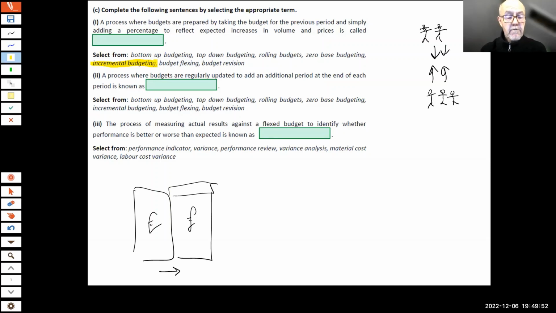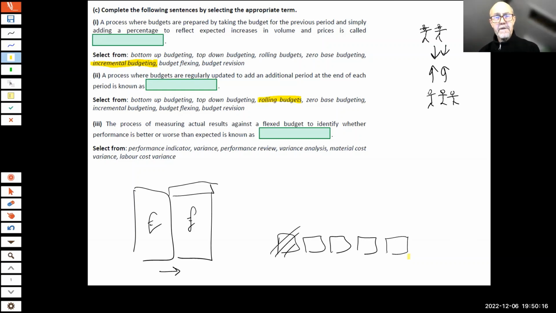A process where budgets are regularly updated to add an additional period at the end of each period. So we have a budget, a budget, a budget, a budget. And when that one's gone, we have another one. What's it doing? It's rolling.